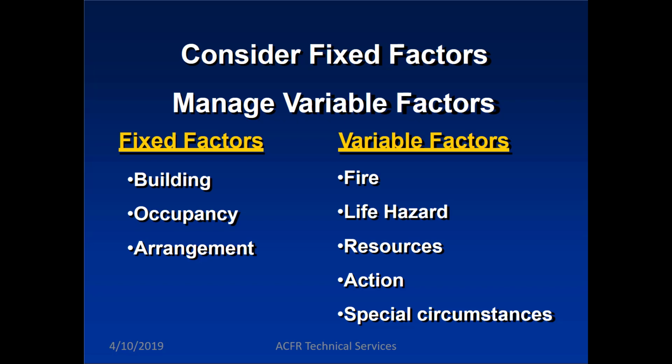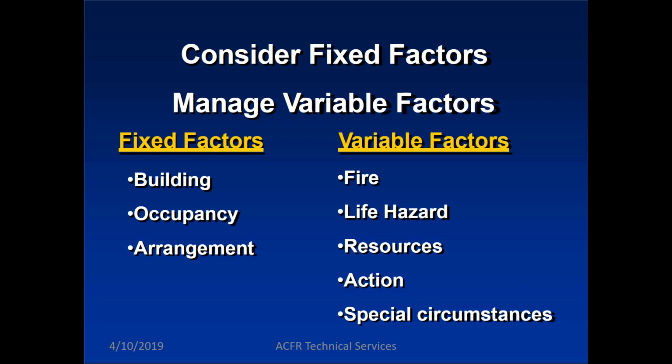So the fixed factors are going to be the building itself. What type of construction is it? What size is this building? What type of materials are in it? What is the occupancy? Is it a high occupancy, high risk occupancy? And what is the arrangement of the building? Is there a conflagration hazard? Are there a lot of access issues? So these are fixed factors, whereas variable factors are going to be, what about the fire?